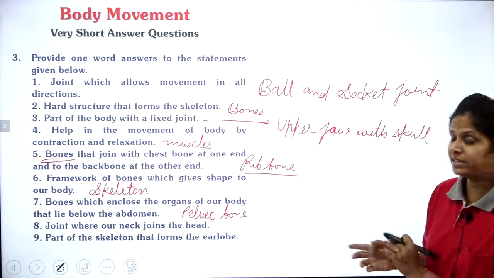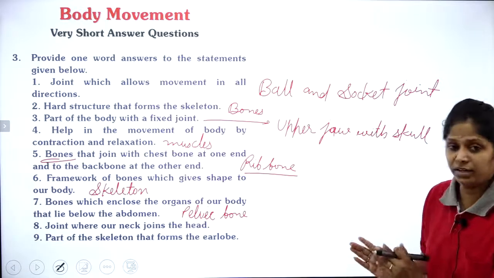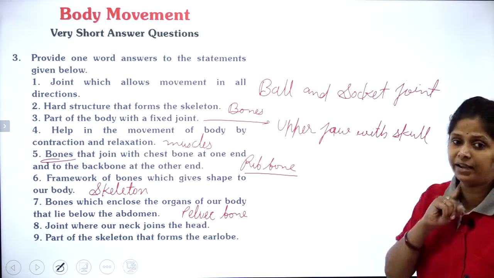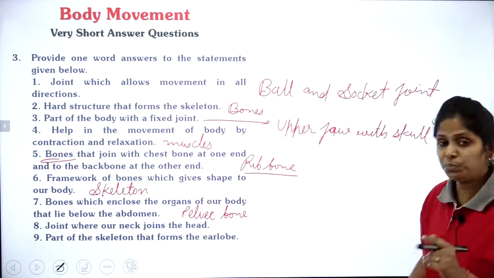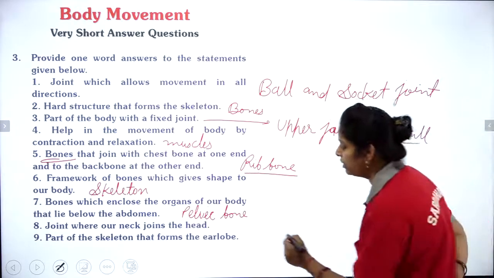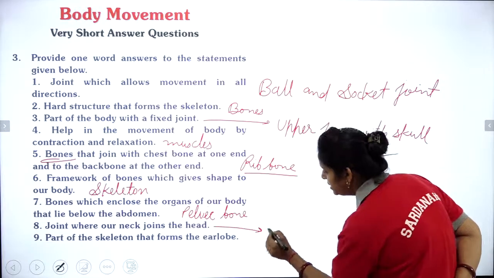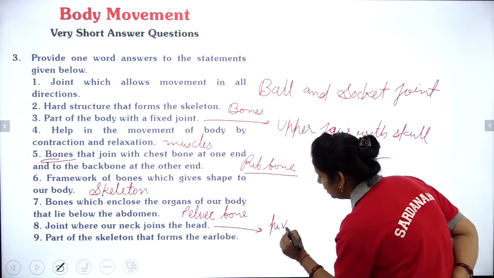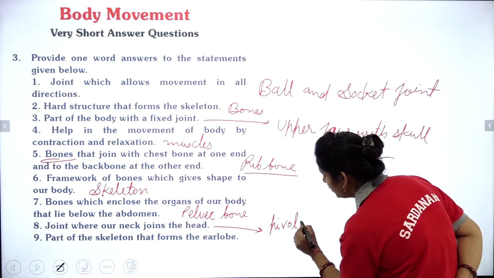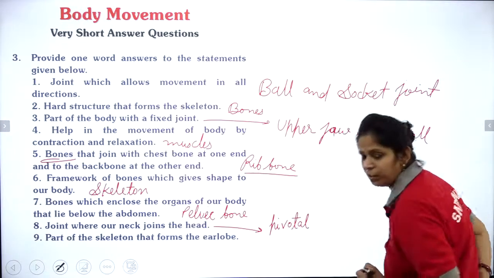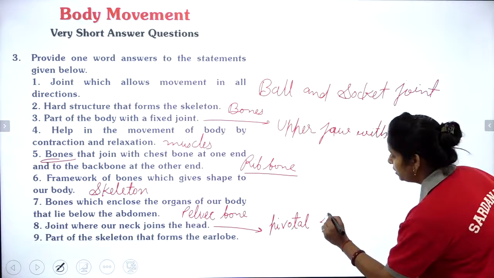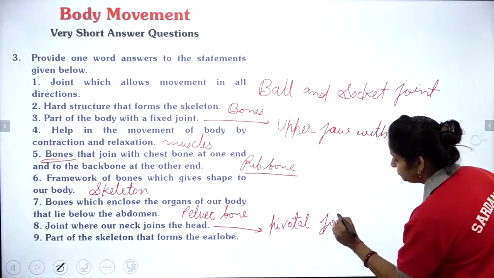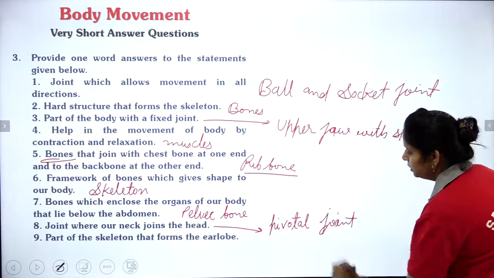Then after, part of the skeleton that forms the earlobe. It is asking about this earlobe. You know it is soft, so obviously it is not made up of bones, but it is made up of cartilage, because cartilage is softer as compared to bones. So this earlobe is made up of cartilage. Clear? Now we'll see the next question.